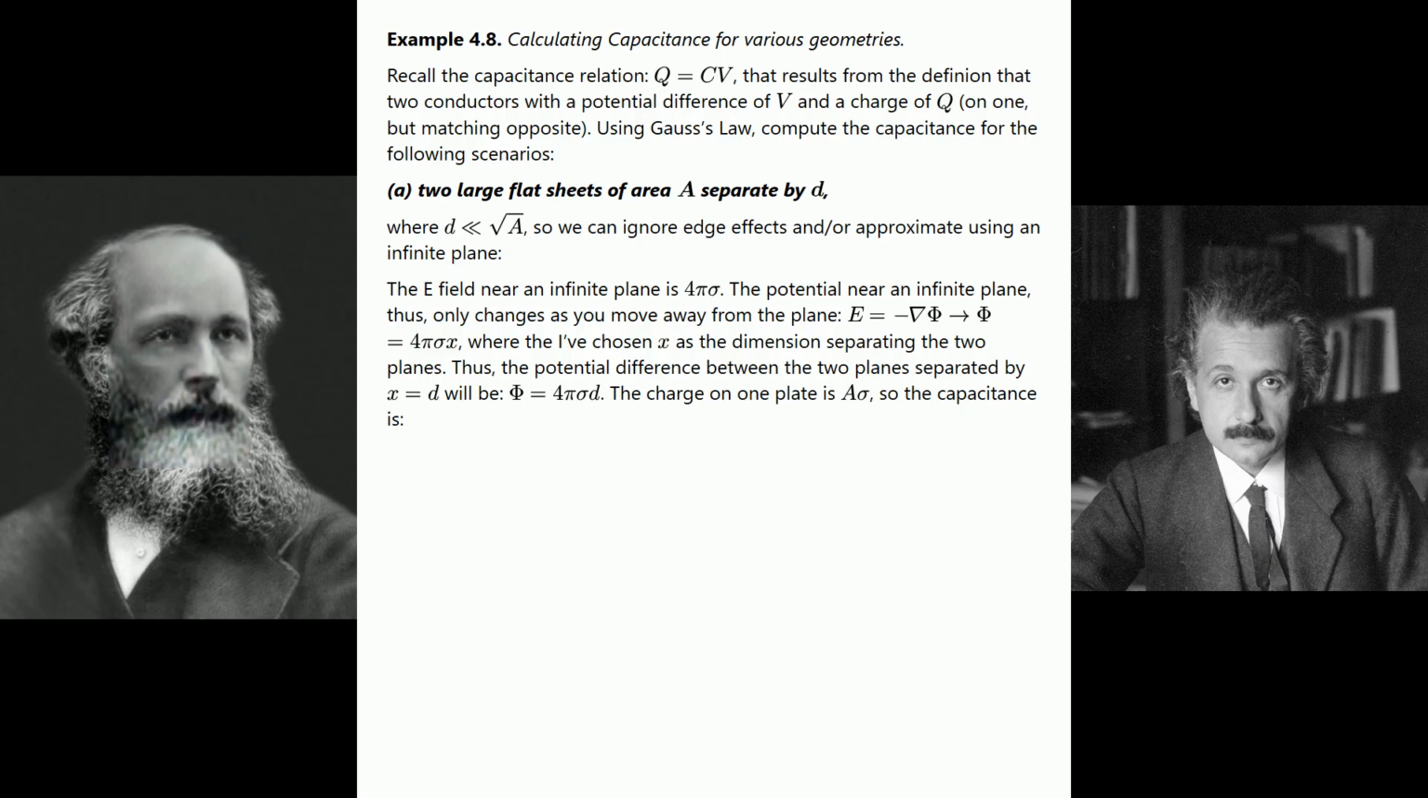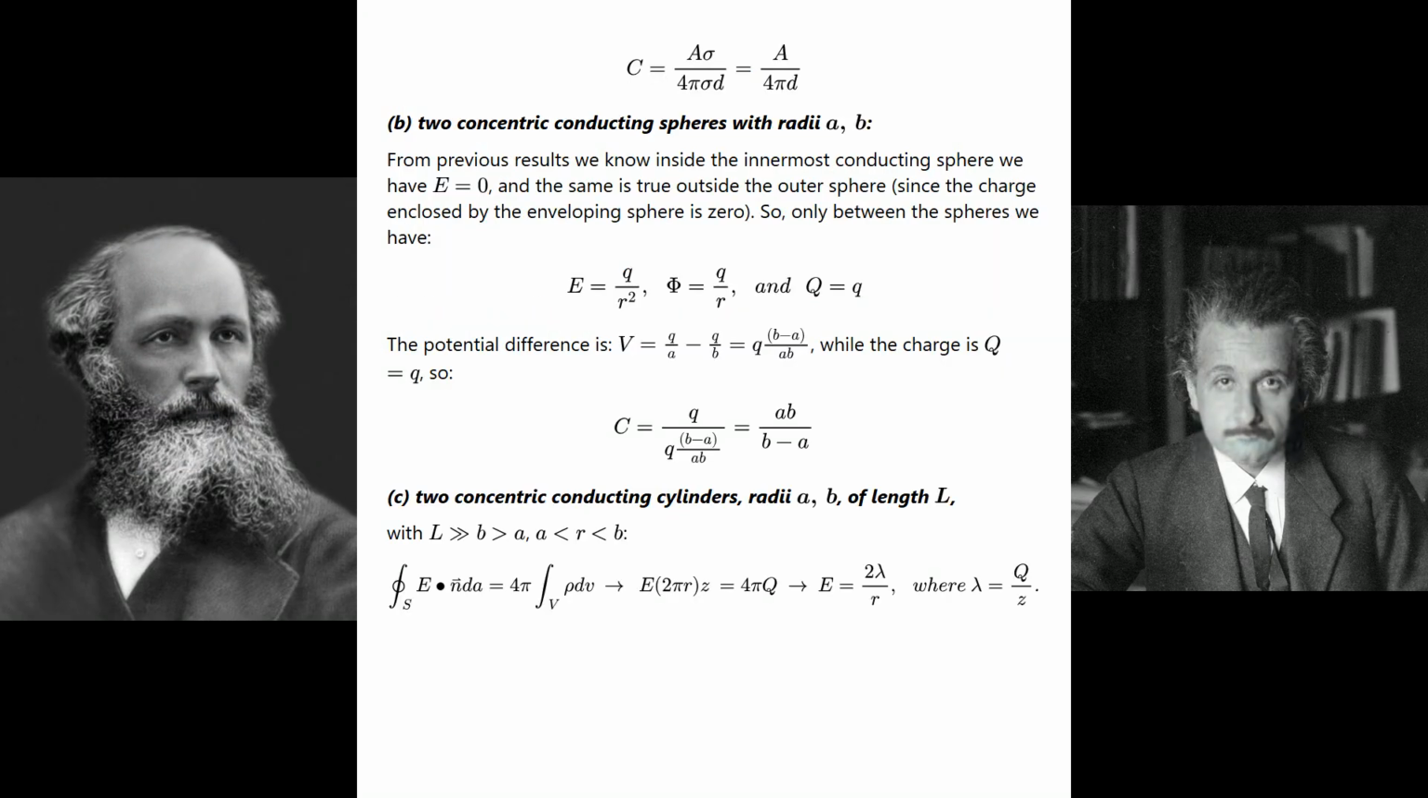The E field near an infinite plane is 4 pi sigma. The potential near an infinite plane, thus, only changes as you move away from the plane. E equals negative gradient phi goes to phi equals 4 pi sigma x, where I've chosen x as the dimension separating the two planes. Thus, the potential difference between the two planes separated by x equals d will be phi equals 4 pi sigma d. The charge on one plate is sigma A, so the capacitance is, see the equation shown.